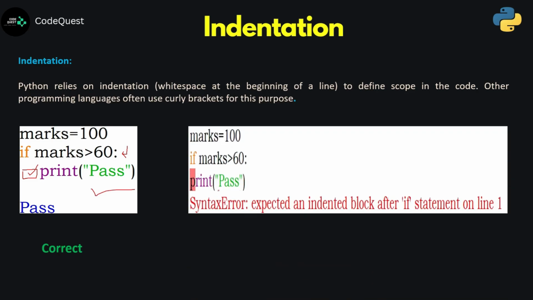Now if I write the same line without an indentation, you can see I'm not putting an indentation over here, so this is going to give me an error. This is an incorrect version because there is an error with the indentation. So indentation plays a crucial role because it defines which block the statements belong to.